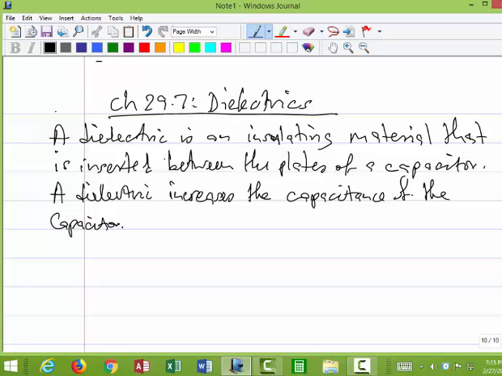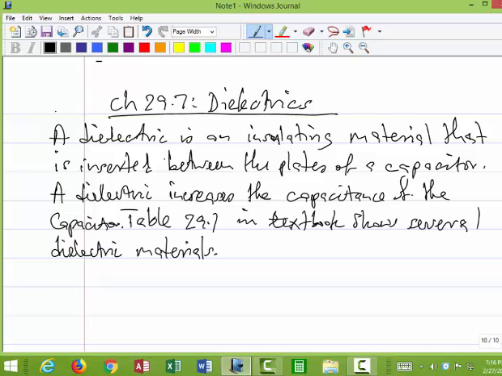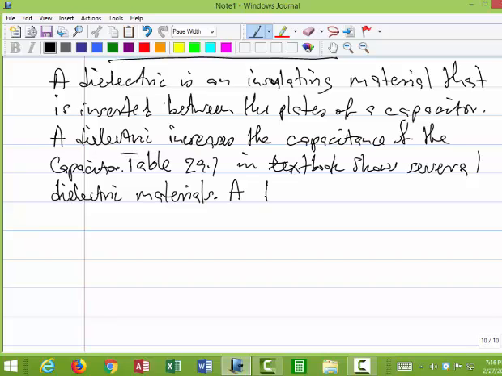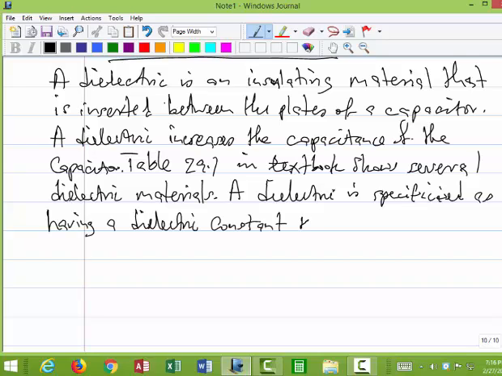So in your textbook, table 29.1 has several dielectrics. Let me point you to that. Okay, so table 29.1 has several dielectric materials. A dielectric is specified as having a dielectric constant. The dielectric constant is K. In the textbook it's actually kappa, but since I can't really write the Greek letter kappa to make it look different from a K, that's why I'm calling it a K.